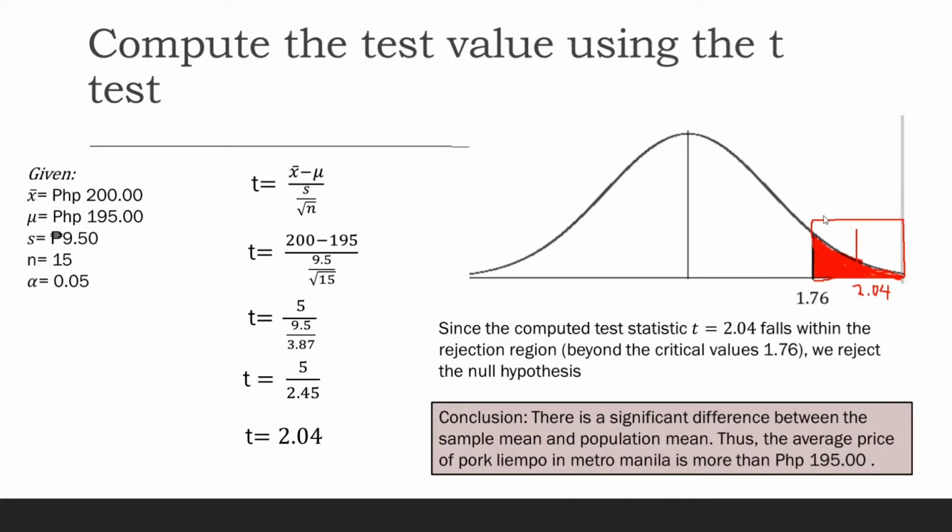So may difference yung ating sample mean na 200 doon sa ating population mean. So, hindi natin pwedeng gamitin yung sample mean kasi hindi natin makukuha yung exact ng kinukuha nating average sa ating population mean. So, therefore, we reject the null hypothesis. So, next example natin is example number 2.